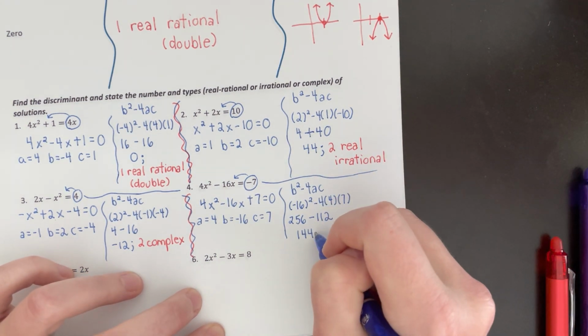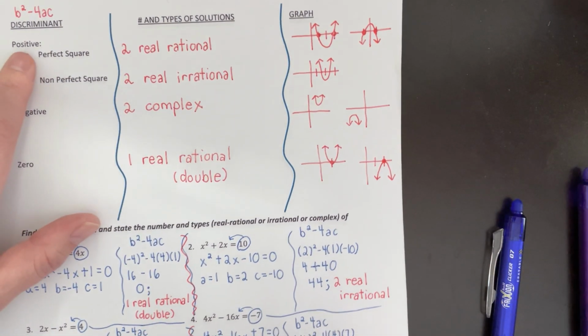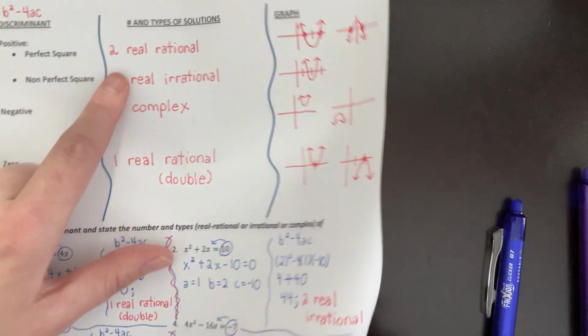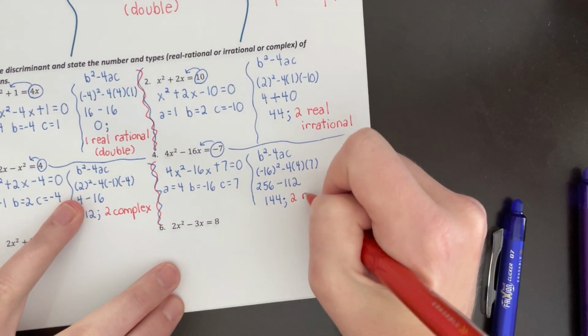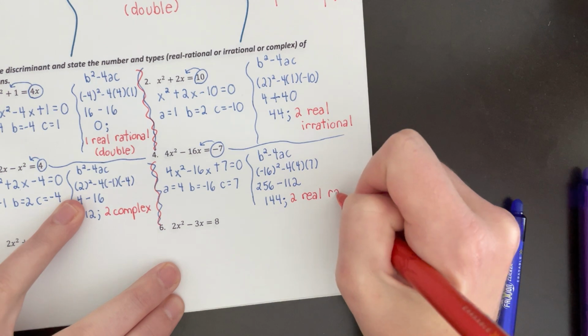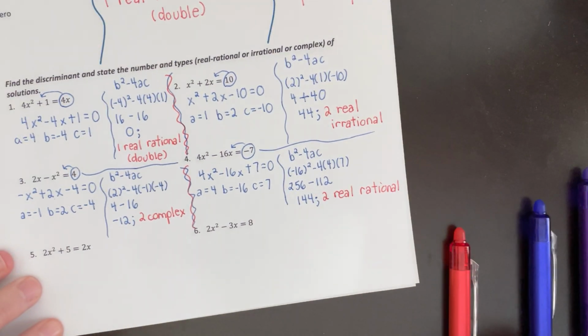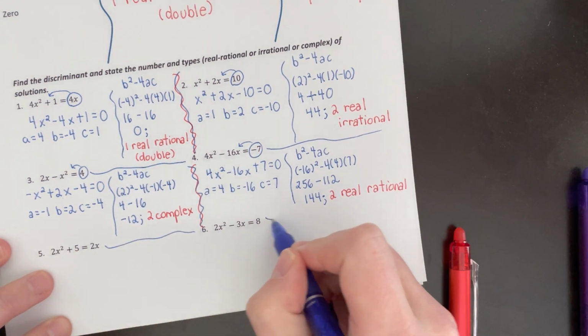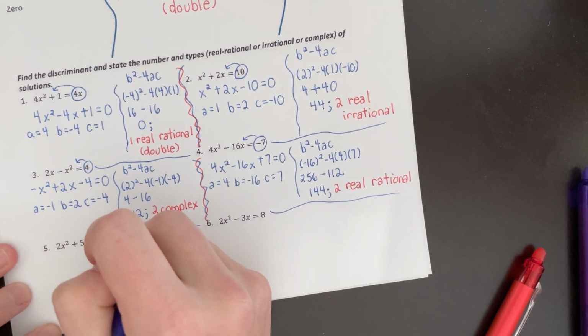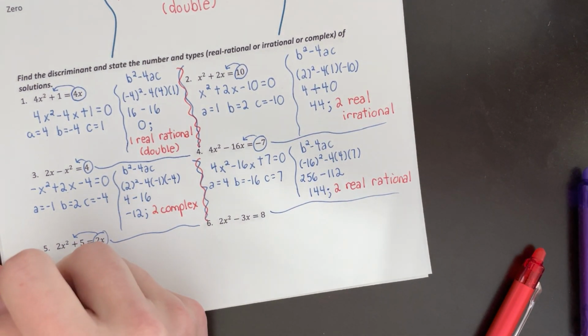So 144, that's positive, and it's a perfect square. So 2 real rational. I think y'all are probably getting the point. Okay, but I've got 2 more here. So make sure you put this in the right order.